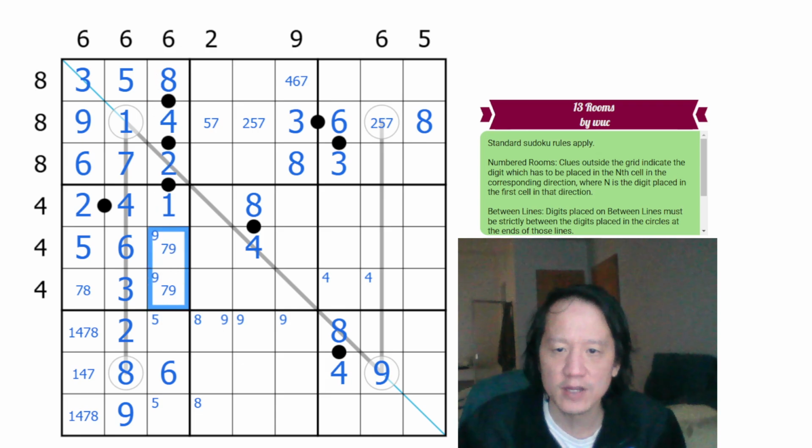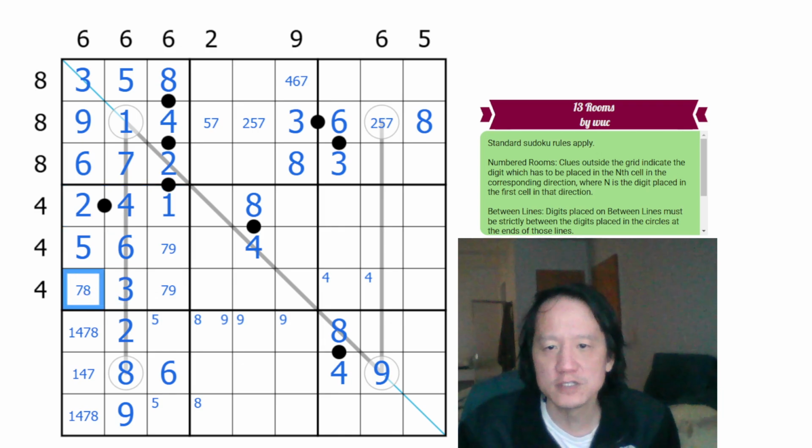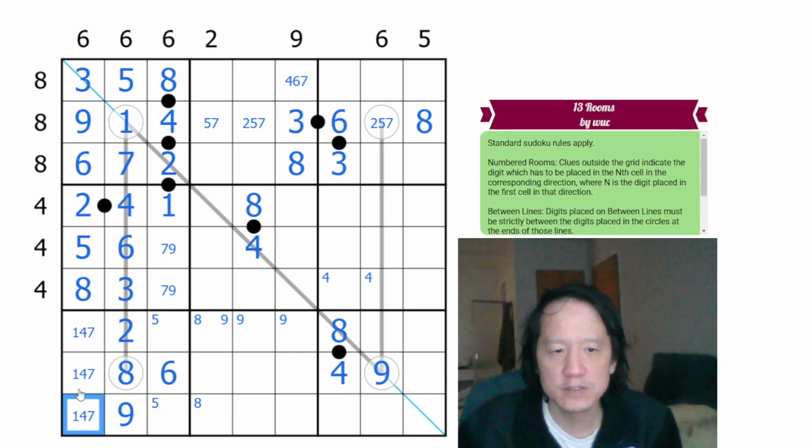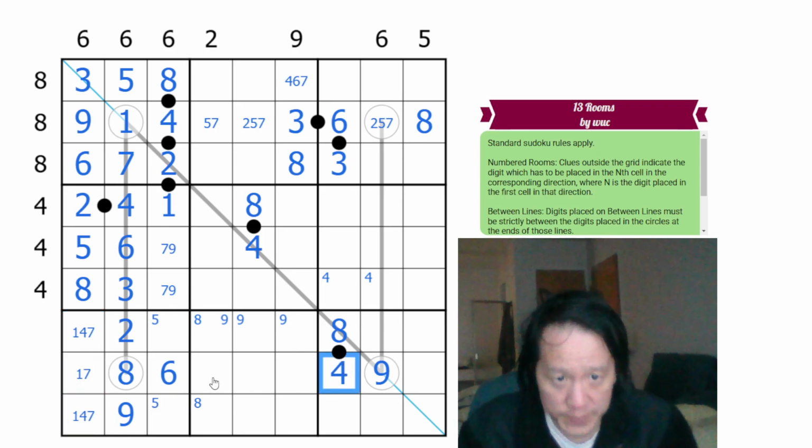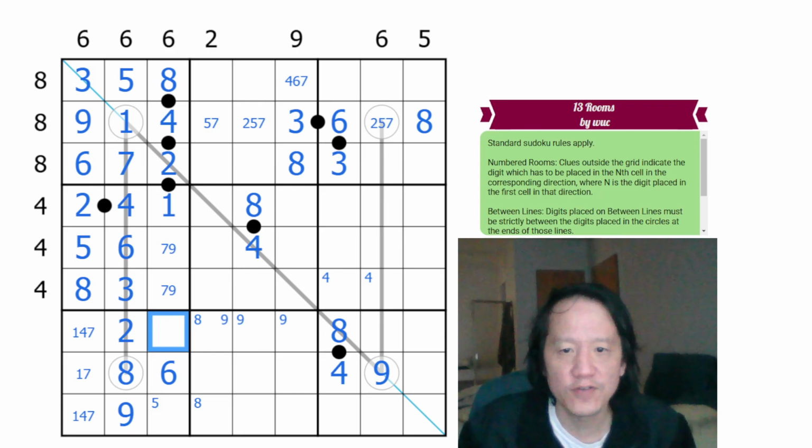This can no longer be 3, and it can't be 8 because of this 8. Therefore, this is a 7, 9 pair in box 4, which means the rest of the box cannot contain 7 or 9, which forces this to be 8. So this can't be 8, this can't be 8, and this can't be 4 because of this 4. This has to be 3 or 5 then. And this is 3 or 5.